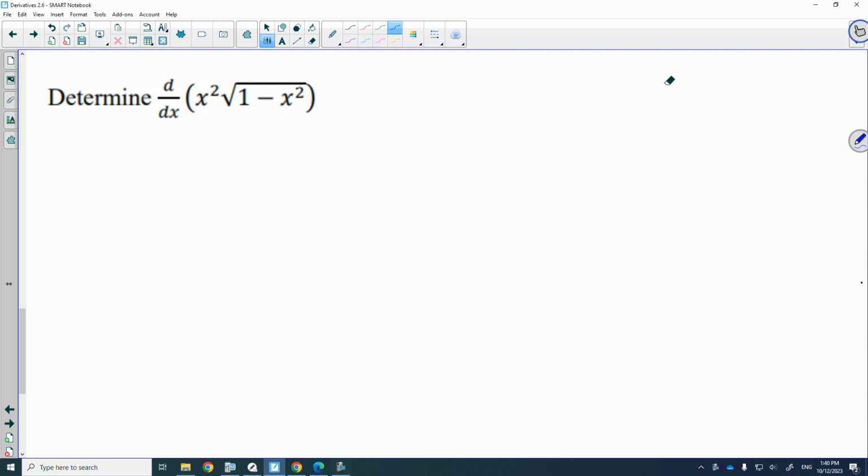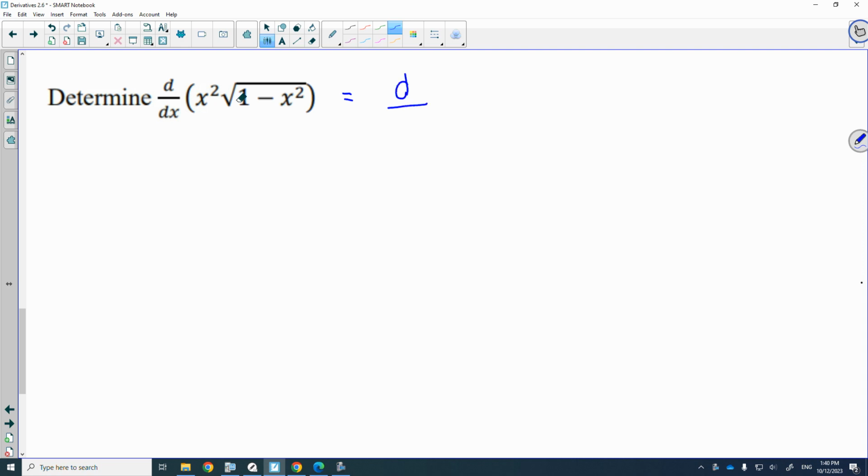Okay, so this lesson is going to be finishing off the chain rule, and we'll do some questions with u substitution as well. So what we are differentiating is x squared times the square root of 1 minus x squared, and we're differentiating everything with respect to x. So the first thing I want to do is let's rewrite this, and let's get rid of our radical sign.